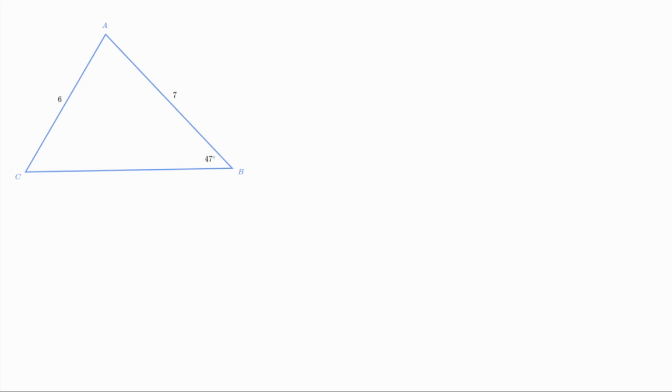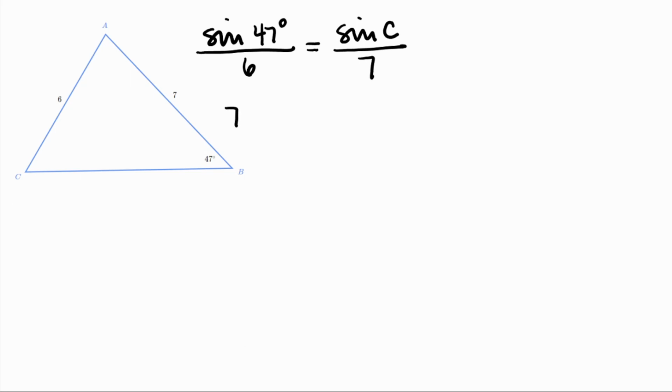So we know that sine A over a equals sine B over b equals sine C over c. So what I'll say is that sine of 47 degrees divided by 6 is going to equal the sine of C divided by 7. And C is the thing that we're solving for here. And so we're going to cross multiply: 7 sine of 47 degrees equals 6 times the sine of C.